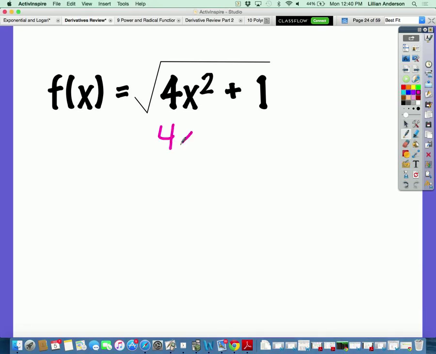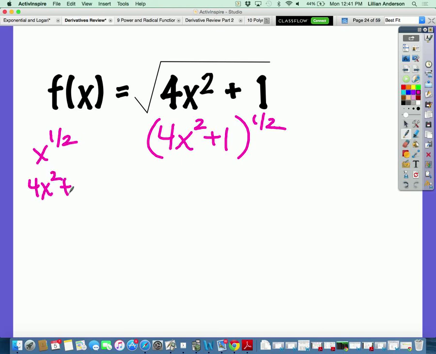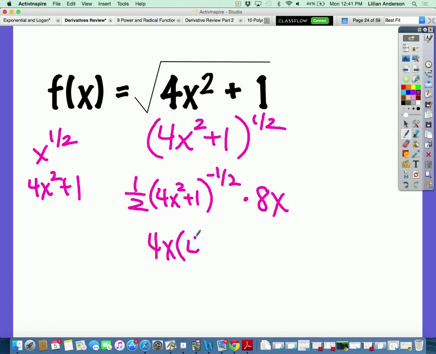So remember, this can be written as all this to the 1/2. Think about it: you have your outside function and then you have your inside function. So it's the derivative of your outside, 1/2 times x to the negative 1/2. Then you multiply that by the derivative of your inside, which would be 8x. What's half of 8x? 4x. So we have this.